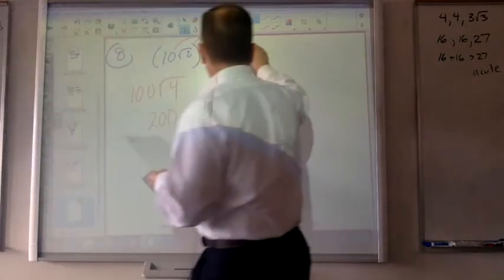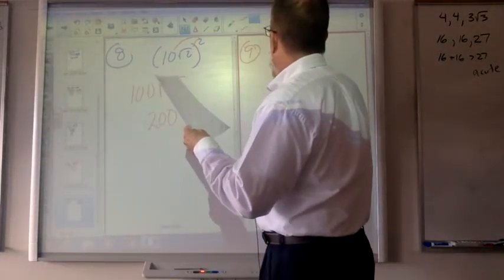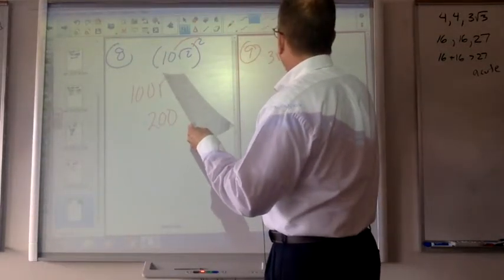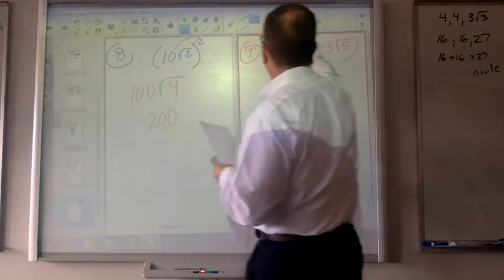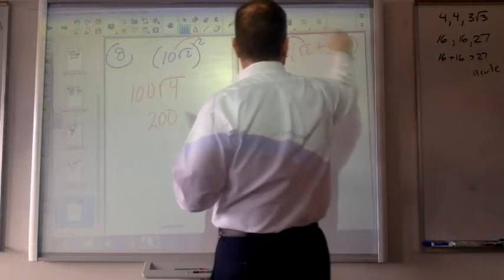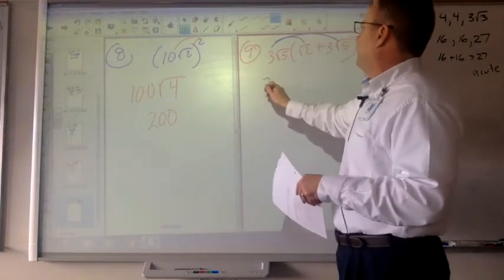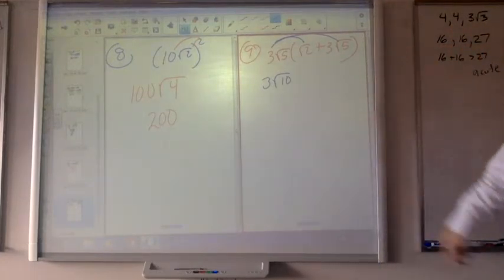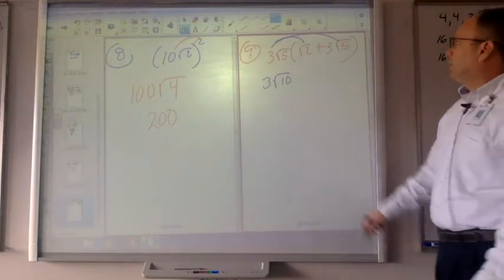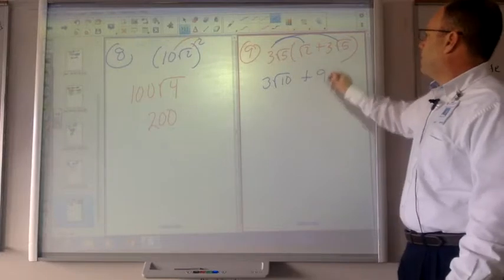Number 9 appears we're going to use the distributive property here. So I have 3 square root of 5 times the square root of 2 plus 3 square root of 5. Okay, so I'm going to distribute that here and here. So on the first one, it's going to become 3 root 10. I multiply inside, inside, so under the radical, to outside, outside. And then this next one is going to become 9 root 25.